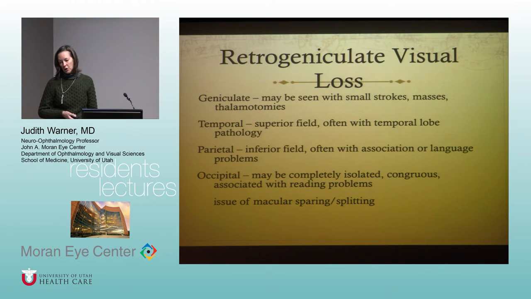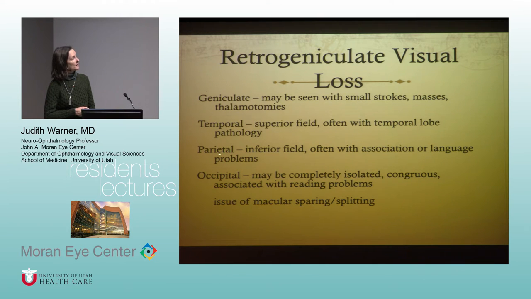Retrogeniculate loss can occur from a variety of pathologies, including strokes and masses. I don't know that there's necessarily any way of figuring out before imaging what it is that's caused the defect, other than by the classic: did it come on slowly or gradually. Geniculate lesions are often seen with small strokes and masses, and particularly with thalamotomies, which are movement disorder surgeries. The temporal lobe lesions are typically superior visual fields.